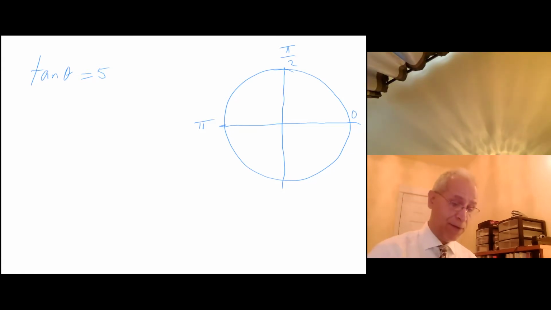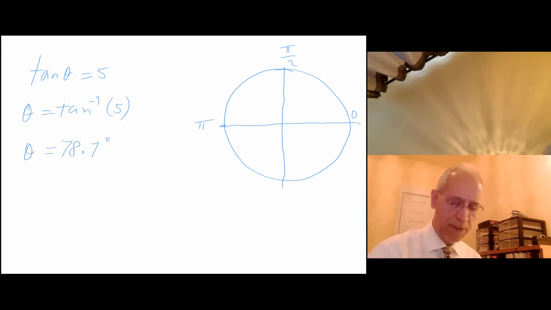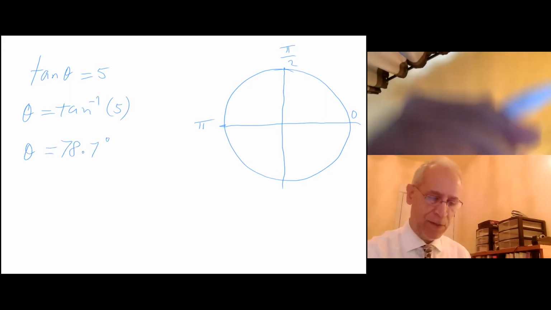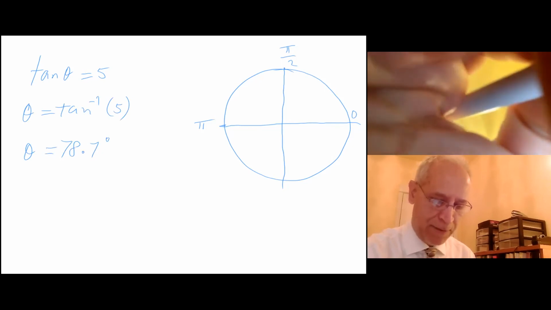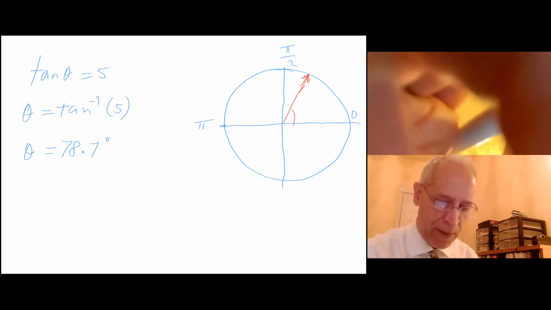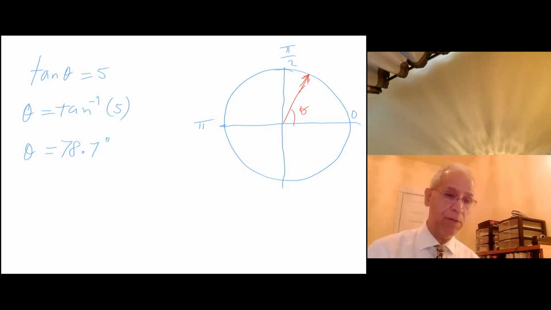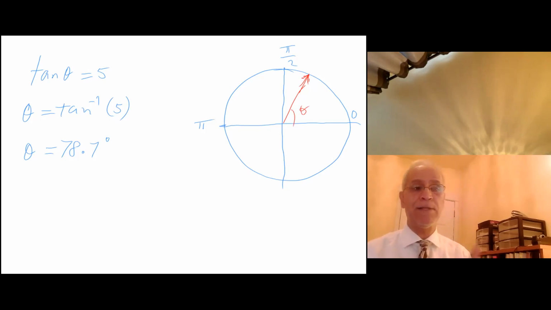Taking tangent inverse of both sides, I will have theta equals tangent inverse of 5. And so theta equals 78.7 degrees, which is somewhere here, if this is my 90 degrees. I know tangent is positive in quadrant 1 and negative in quadrant 2, so this particular question only has one answer.